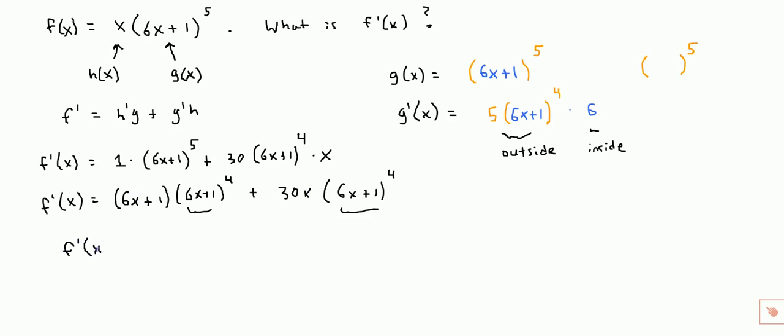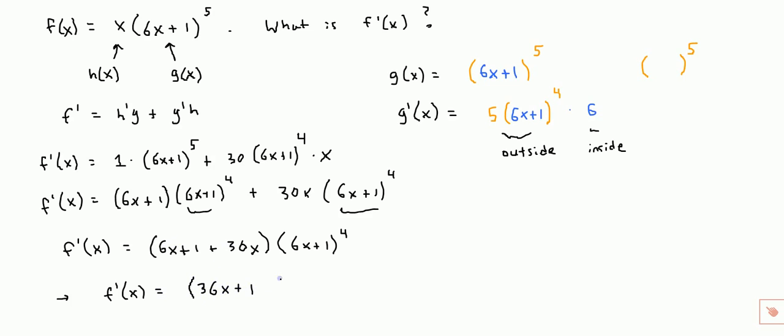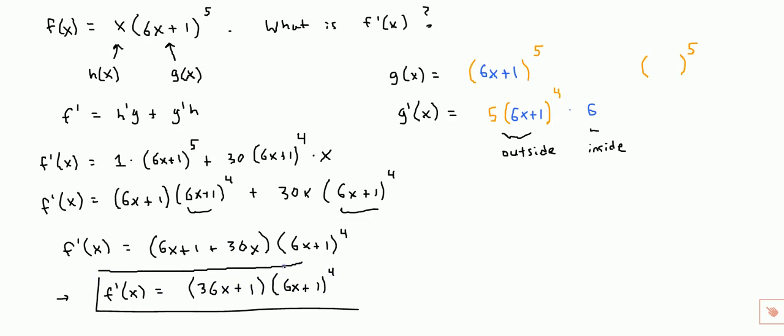So f prime of x is going to be (6x plus 1 plus 30x) multiplied by (6x plus 1) to the fourth. So f prime of x, we have 6x and 30x. That's 36x plus 1, times (6x plus 1) to the fourth. Okay? And that is the answer. So we use the chain rule and the product rule.